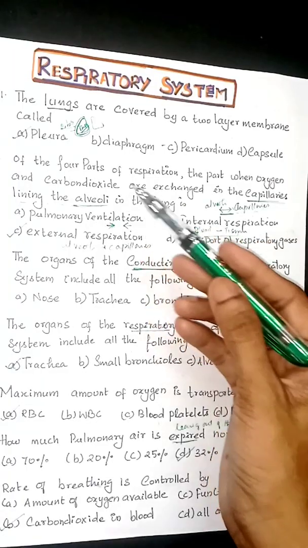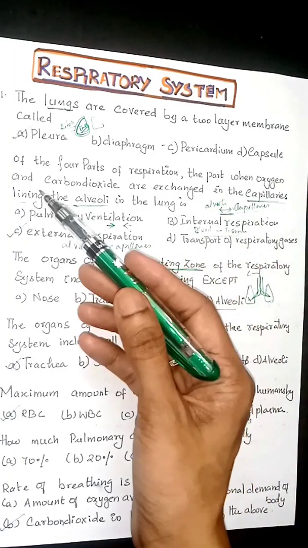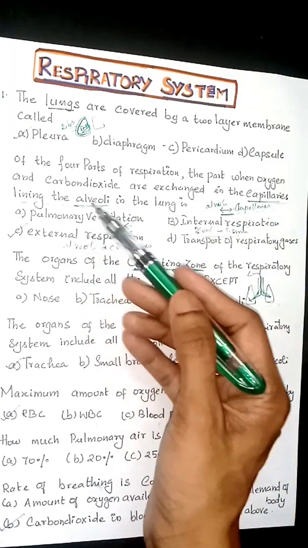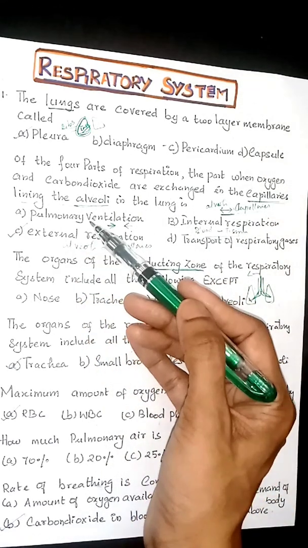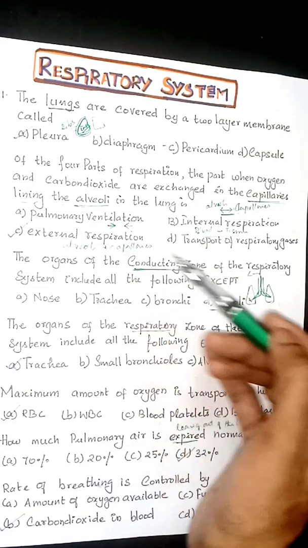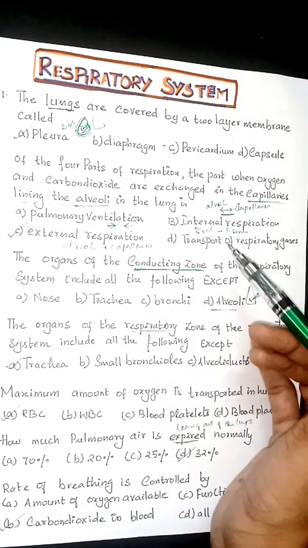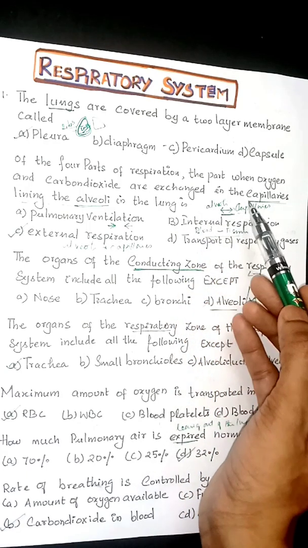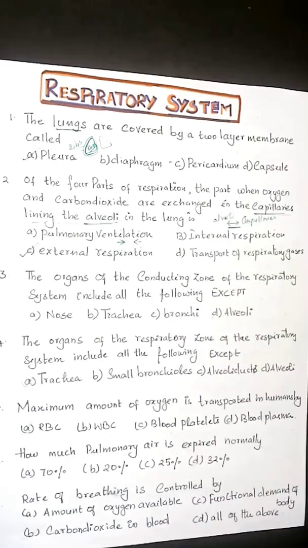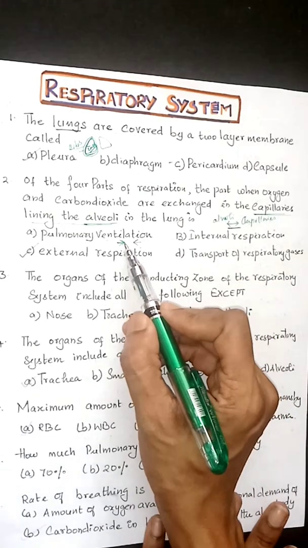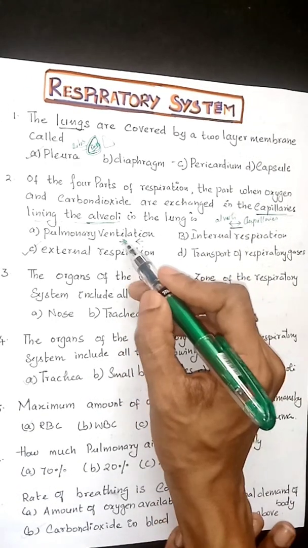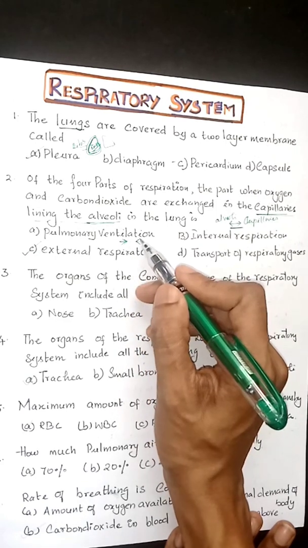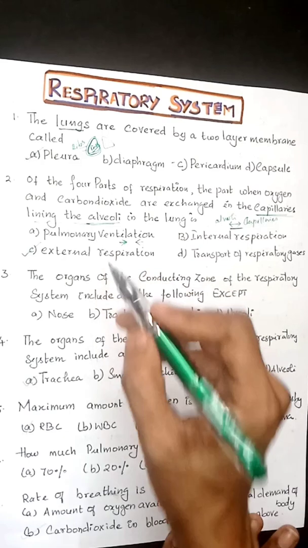Second question, of the four parts of respiration, the part where oxygen and carbon dioxide are exchanged in the capillaries lining the alveoli in the lung is called pulmonary ventilation, internal respiration, external respiration and transport of respiratory gases. They were asked about the exchange of gas between the alveoli and the capillaries. In pulmonary ventilation you have inhalation and exhalation, that is flowing of air into the lungs is called inhalation and flowing of air from the lungs to the atmosphere is called exhalation. So this is called pulmonary ventilation.